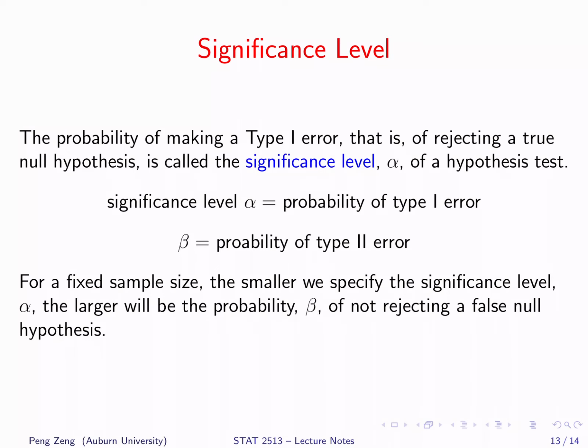When dealing with a hypothesis testing problem, the probability of making a type 1 error is called the significance level. Usually, we use alpha to denote it. The probability of making a type 2 error is denoted by beta. For a fixed sample size, the smaller we specify the significance level alpha, the larger will be the probability beta of not rejecting a false null hypothesis. It is impossible to make alpha and beta smaller at the same time. Therefore, in practice, we will fix one.